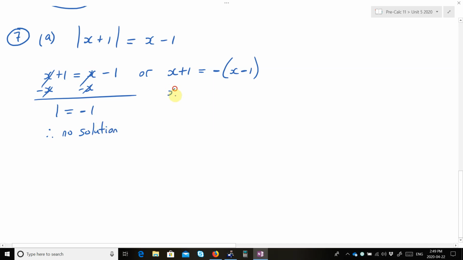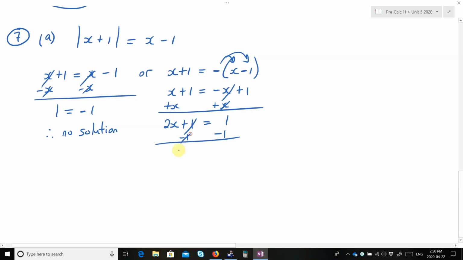And in the second equation, we will get x plus 1 equals negative x plus 1. Add x to both sides, and we get 2x plus 1 equals 1. Subtract 1 from both sides, and you get 2x equals 0. Divide by 2 on both sides, and you get x equals 0. Does this work?